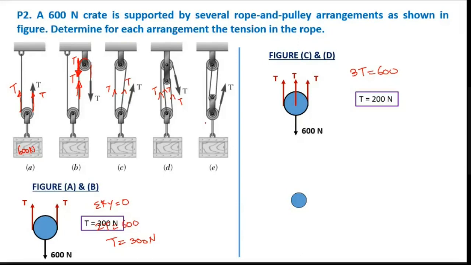What about E? Let us go for E. So if I go for E, I can see that this is my tension T. It moves like this. It is also another tension moving like this. So this is also another tension. So when you write it, it is like this.